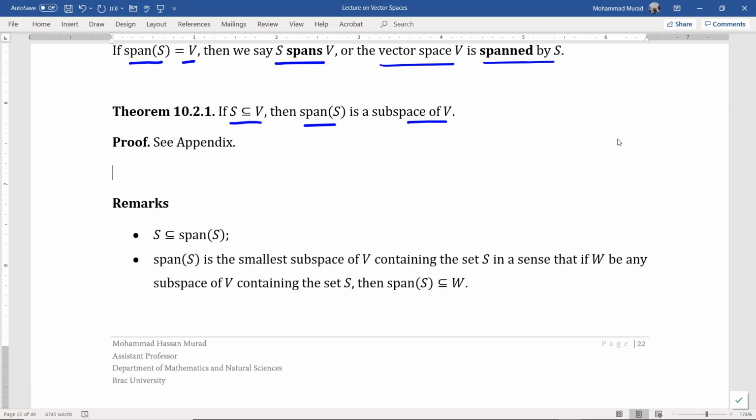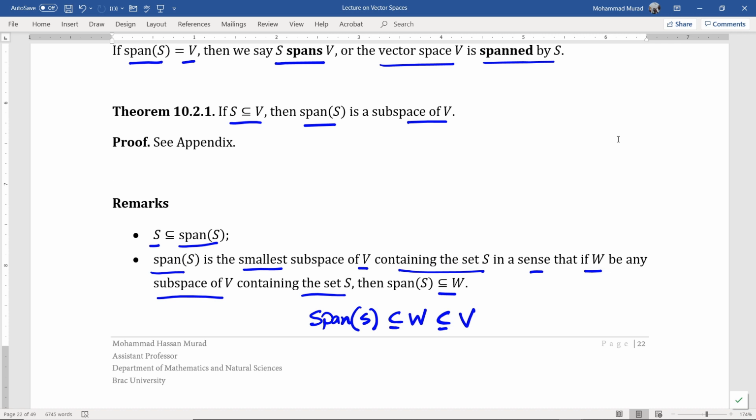Remarks. The set S is a subset of the span of S. Namely, span of S contains all the vectors in the set S. Span of S is the smallest subspace of the vector space V containing the set S, in a sense that if W be any other subspace of the vector space V containing the set S, then span of S is also a subset of the subspace W. It means if W is a subspace of a vector space V containing the set S, it should also contain the span of the set S. In this sense, span of S is the smallest possible subspace containing the set S.